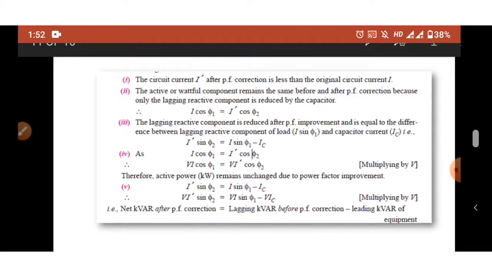It is equal to the lagging kVAR before power factor correction. The initial kVAR was VI sin phi 1. It is reduced by the kVAR given by the capacitor. So VI dash sin phi 2 is equal to VI sin phi 1 minus VIC. So the reactive power is decreased, thus power factor is improved.